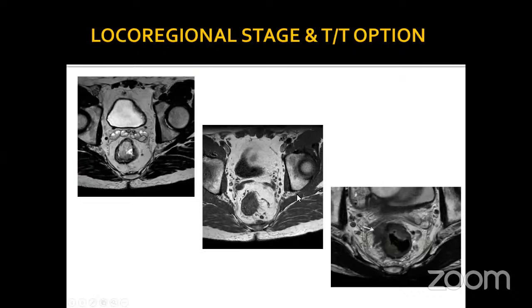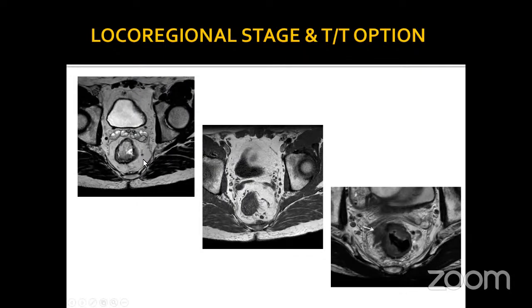Let's take 3 different examples here. So loco-regional staging to identify the treatment options. There is a tumor here. This is the lumen. This is the muscularis propria. This is mainly a mucosal and submucosal tumor. Muscularis propria is intact. There is no infiltration beyond the muscularis propria. The mesorectal fat is crystal clear. So this is a T2 tumor.